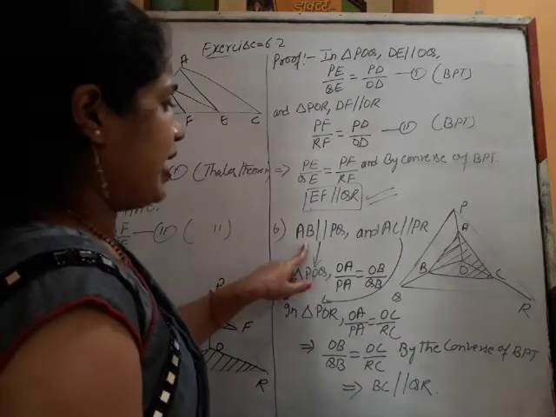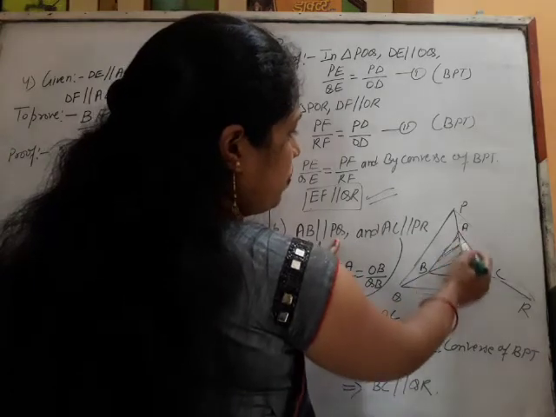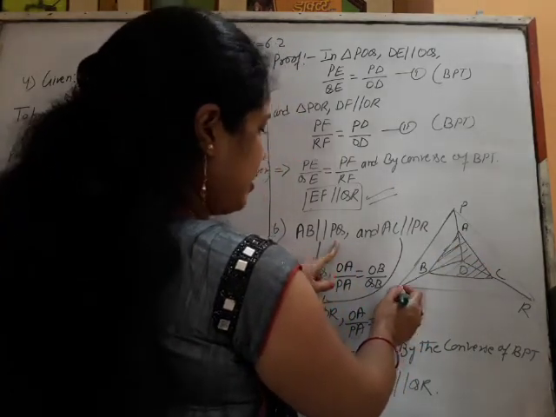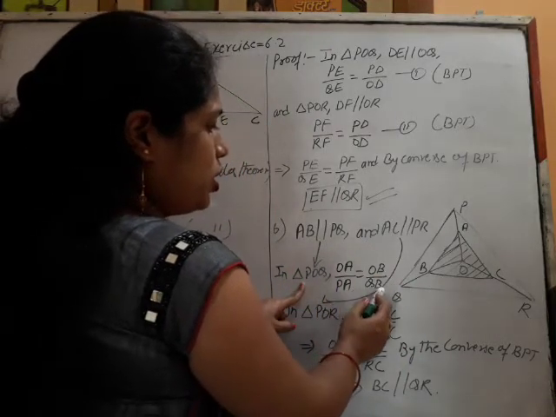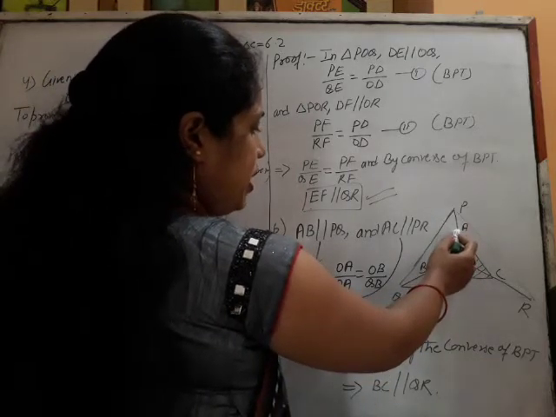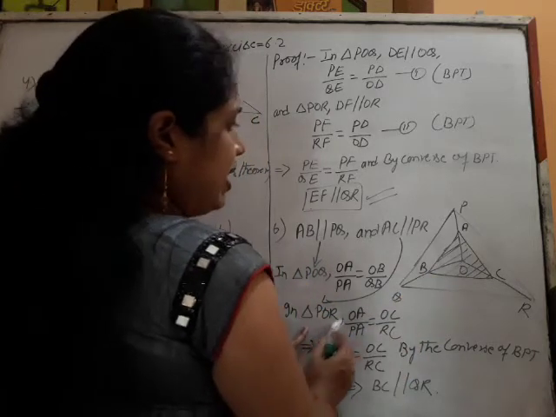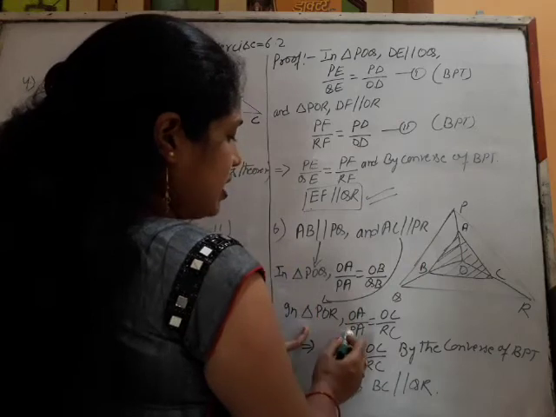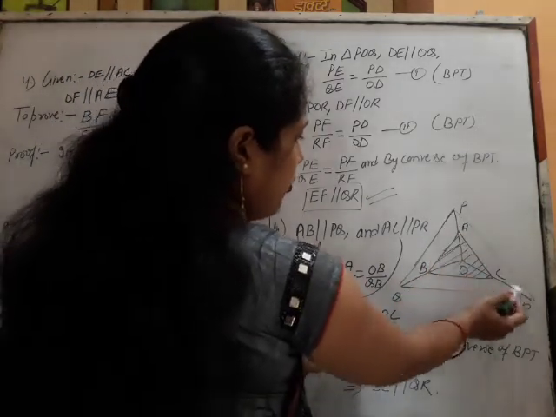Here, since AB is parallel to PQ, POQ is the triangle we need to consider to apply the Thales theorem. So in triangle POQ, OA upon PA equals OB upon QB, by the BPT. Then again, AC is parallel to PR. It is given. Because of this, OA upon PA equals OC upon CR.